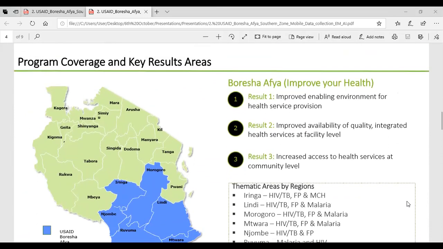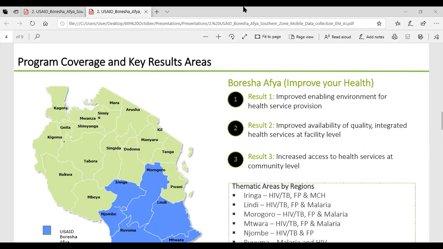This is our program coverage area. As I stated earlier, we operate in 6 regions, which are Iringa, Njombe, Ruvuma, Mtwara, Lindi, and Morogoro. And as you can see, each region has a thematic area that we are implementing. For example, in Iringa, we are implementing HIV, TB, family planning, and MCH.